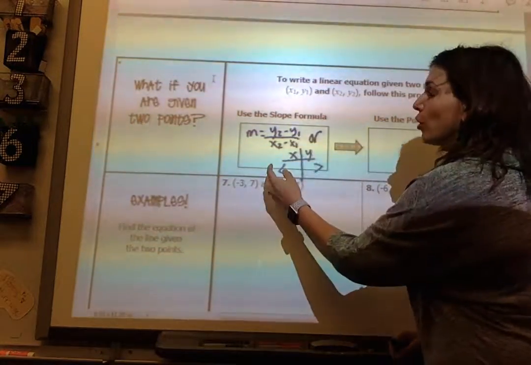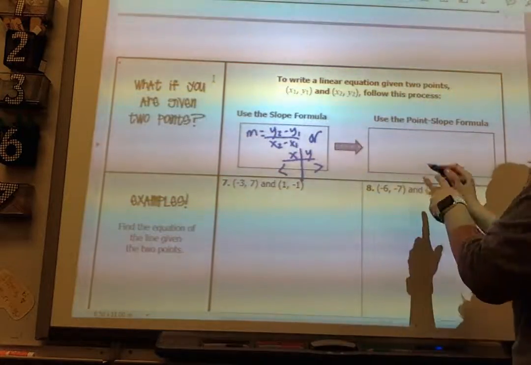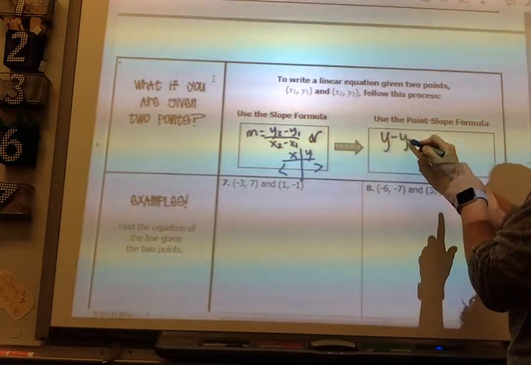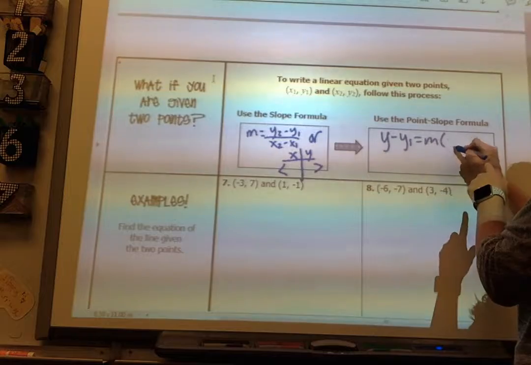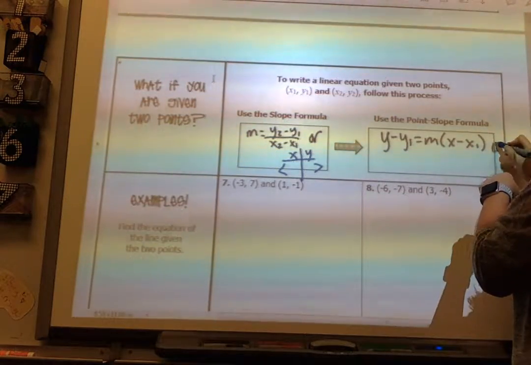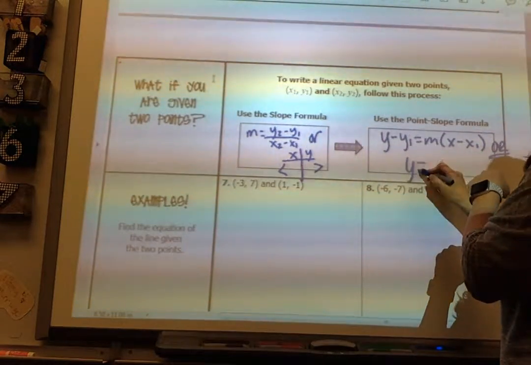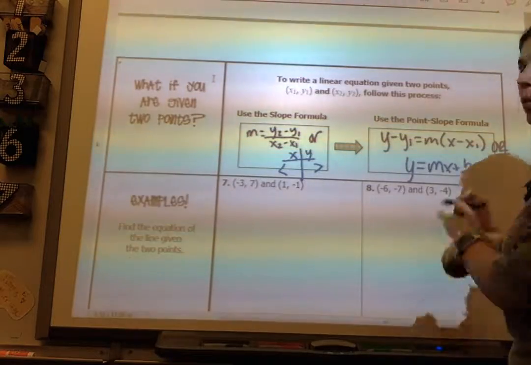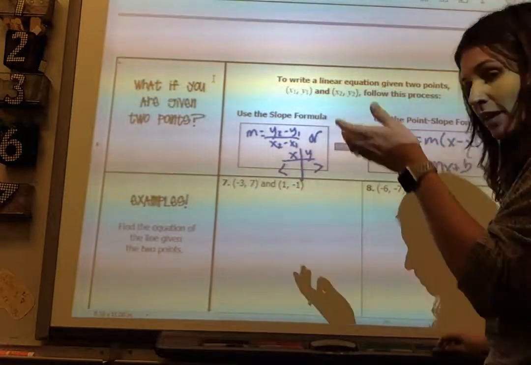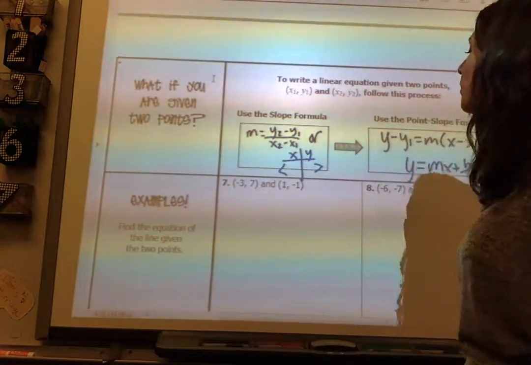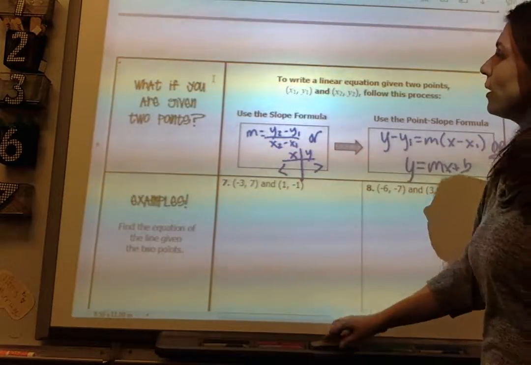After you find your slope, then we're going to use y minus y1 equals m times x minus x1, or we go back to just using y equals mx plus b, where we plug and chug, right? We plug in some numbers and we chug out an answer. All right, so let's do an example.